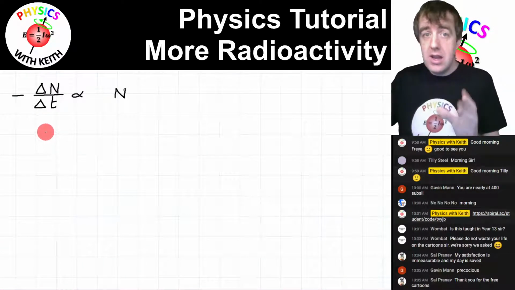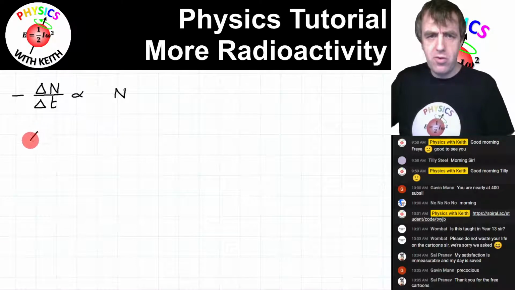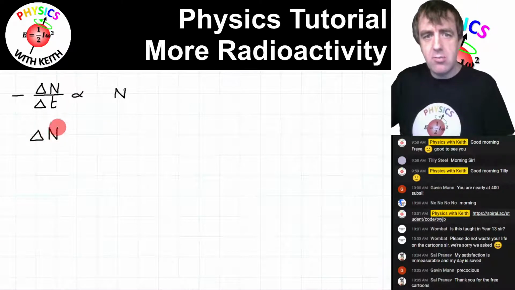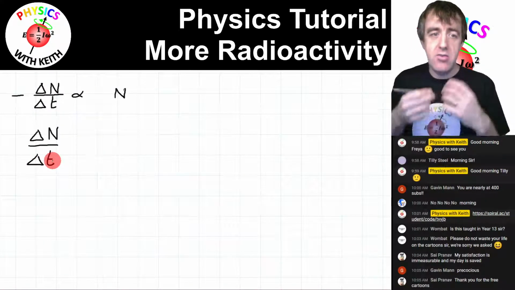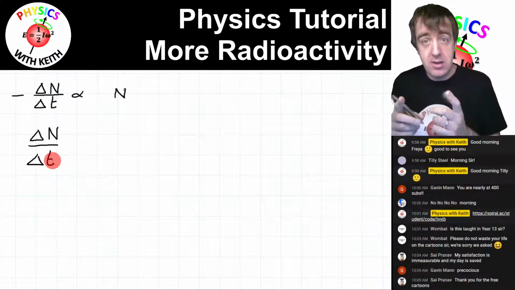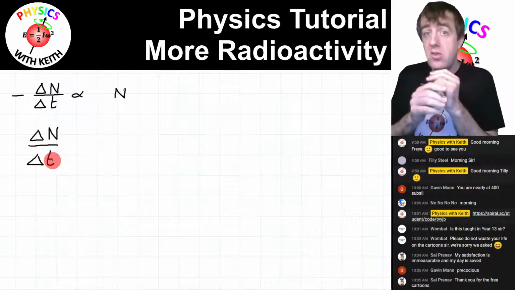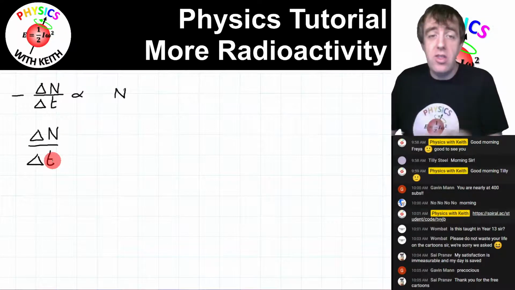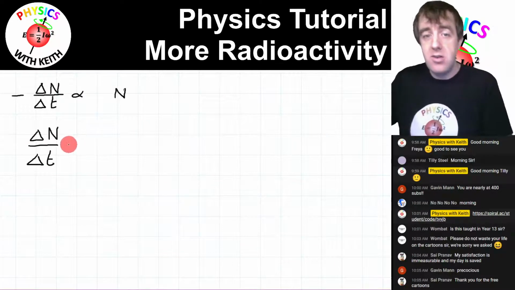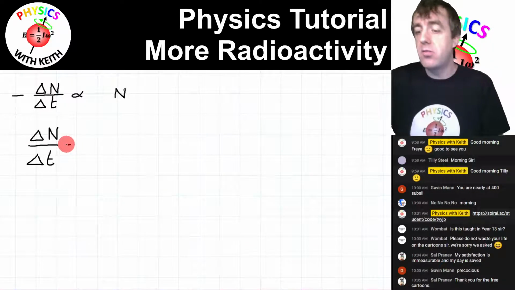Let's turn this thing into an equation. So with any sort of proportionality, we can turn it into an equation by including a constant of proportionality. And in radioactive decay, it is traditional to use a lambda. I could use a k, I could use a c for a constant, I could use anything I like, but we tend to use a lambda for this constant of proportionality.